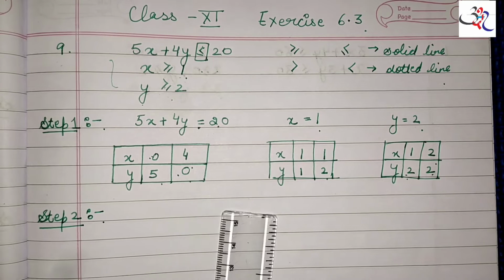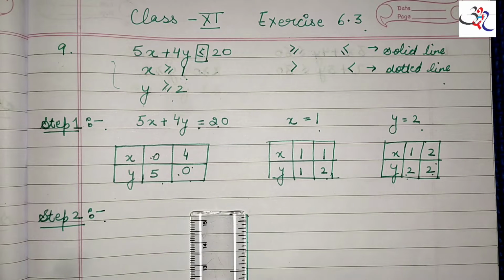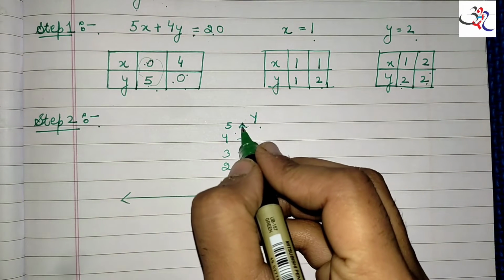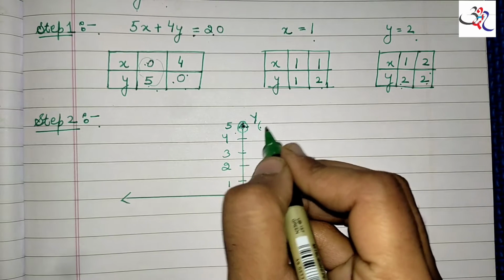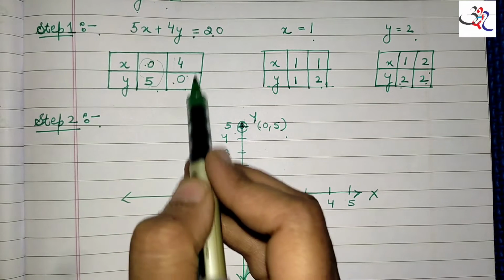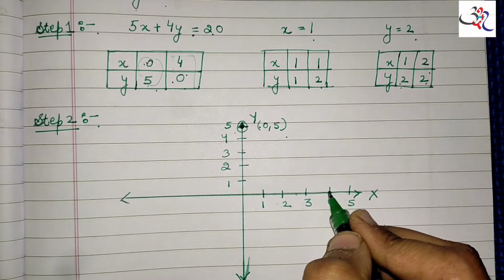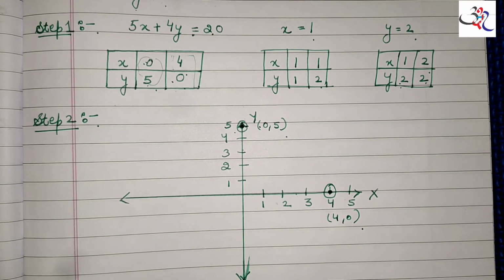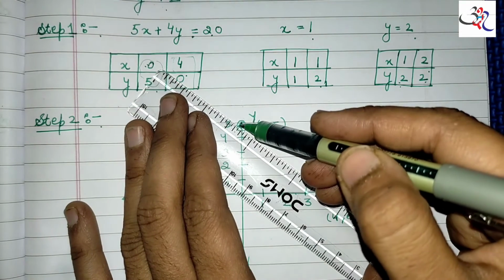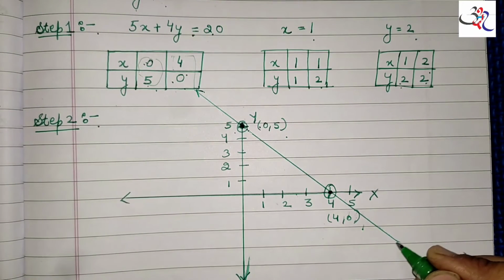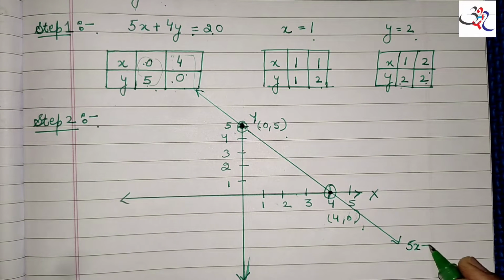So in step number 2 we will plot the lines on the graph. The very first point is 0 comma 5, which means this point will lie here. The x coordinate is 0 and the y coordinate is 5. Next, 4 comma 0. This is my 4, and this coordinate will be 4 comma 0. Now join both of these points, and you will get the line of the equation 5x plus 4y is equal to 20.